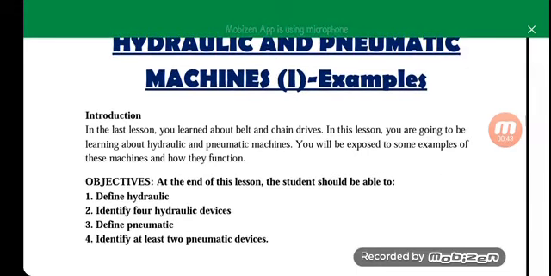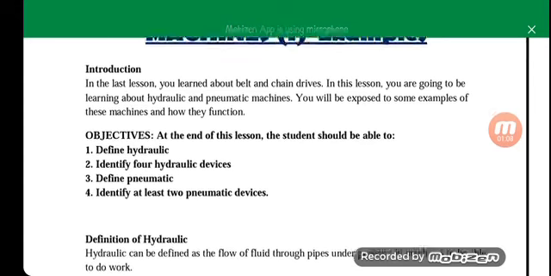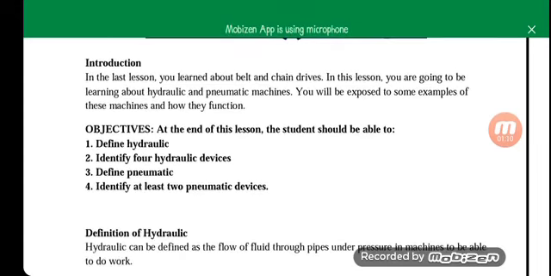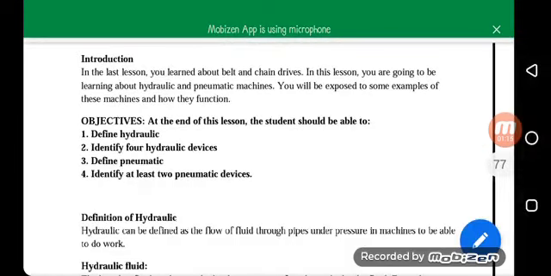So a bit of introduction. In the last lesson, you learned about belt and chain drives. In this lesson, we're going to be learning about hydraulics and pneumatic machines, and you'll be exposed to some examples of these machines and how they function. What we hope to achieve are just four things: have a good definition of hydraulics, be able to identify hydraulics, define pneumatic, and we'll speak on at least two pneumatic machines.